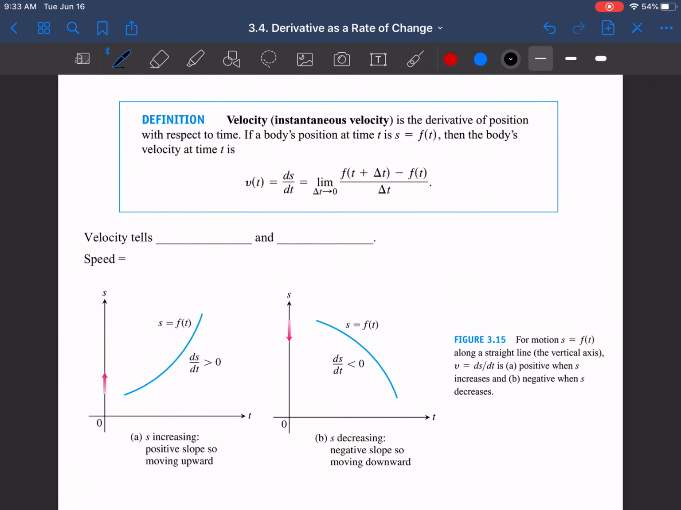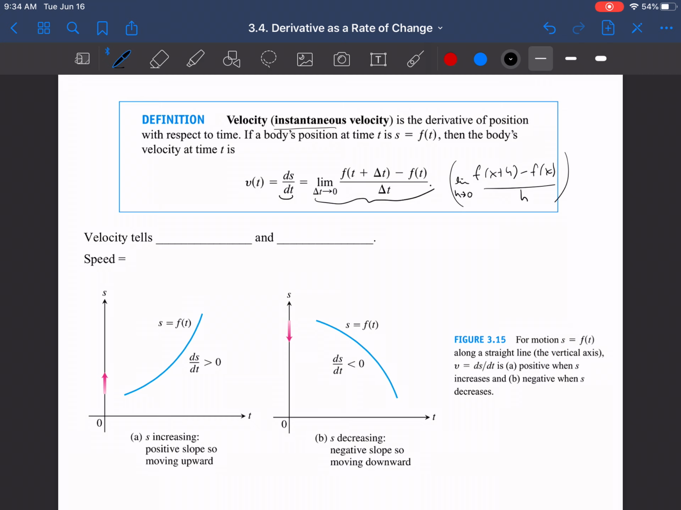And when we do that, we can define this as velocity, instantaneous velocity. So velocity at a moment is the derivative of position with respect to time. If a body's position at time t is s equals f of t, then the body's velocity at time t is velocity equals ds/dt. So velocity is the rate of change of position. And then we can take the limit as delta t goes to 0, and this should look very much like our original limits, right? f of x plus h minus f of x all over h, with the limit as h goes to 0. So it should look very familiar to you at this point.